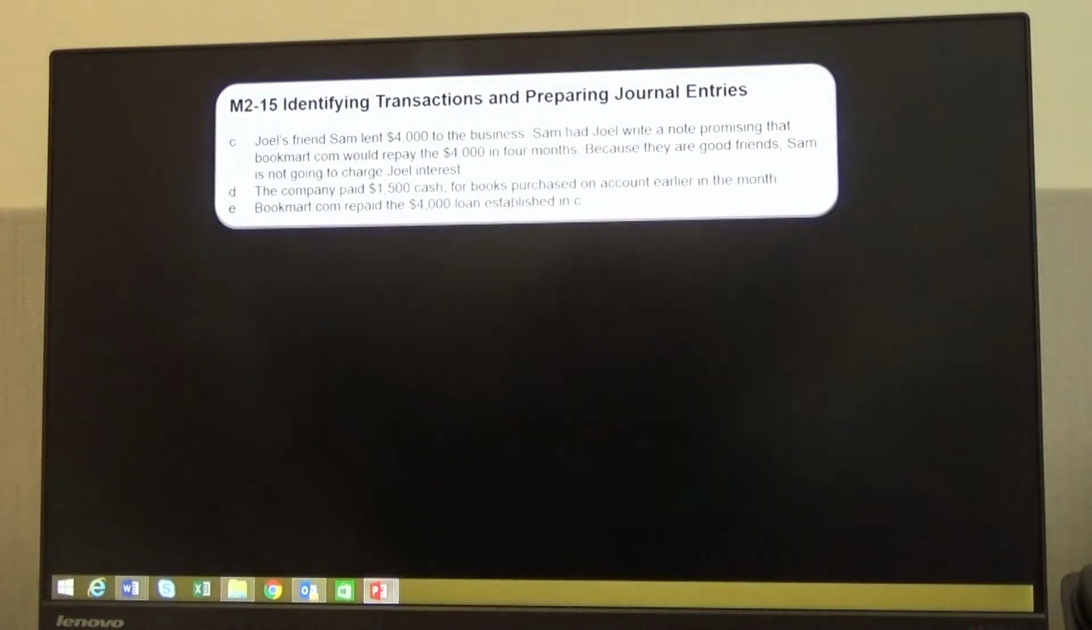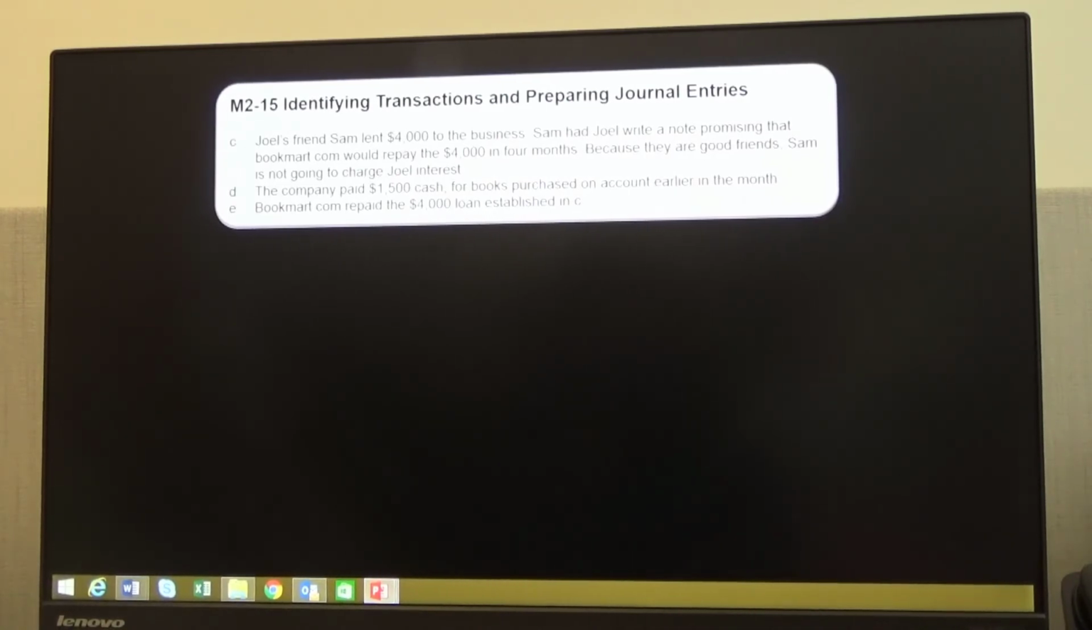The third transaction, a friend of Joel lent $4,000 to the business, and they actually issued a note promising that they would repay that $4,000. And they're not paying any interest, so we'll avoid that complication for right now. Later in the semester, we will deal with some interest-bearing notes as well.